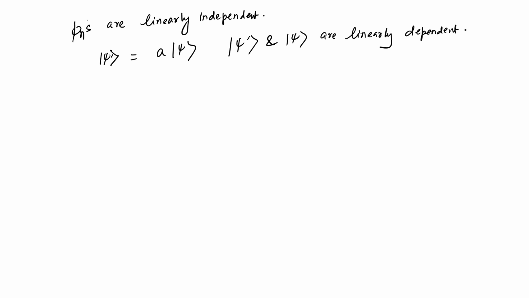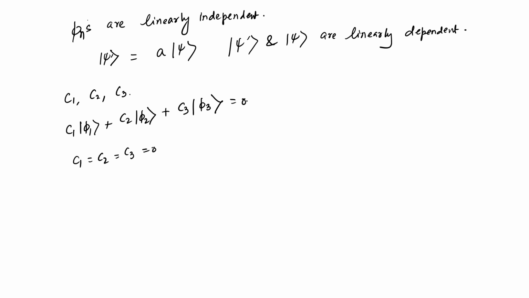So, what we mean by independent is that suppose there are three, we are just talking about a 3-dimensional space. So, there are C1, C2 and C3. So, there is this C1 phi 1 plus C2 phi 2 plus C3 phi 3 is equal to 0. Okay. So, then if this is true, then C1 equal to C2 equal to C3 equal to 0. So, that tells you that these basis sets are linearly independent. Okay.